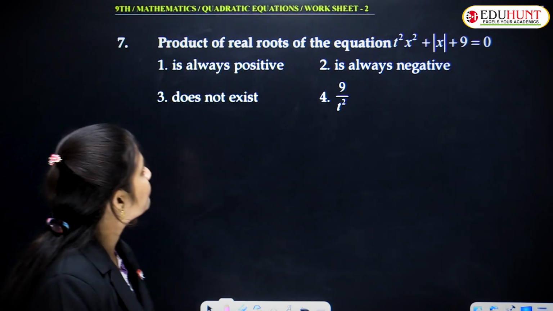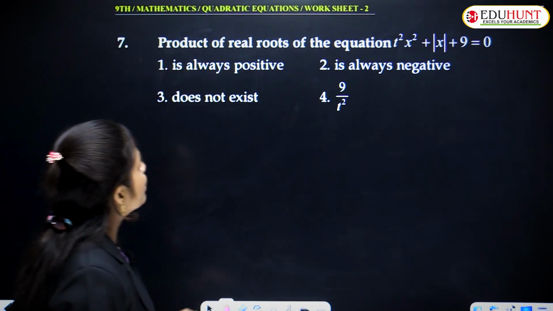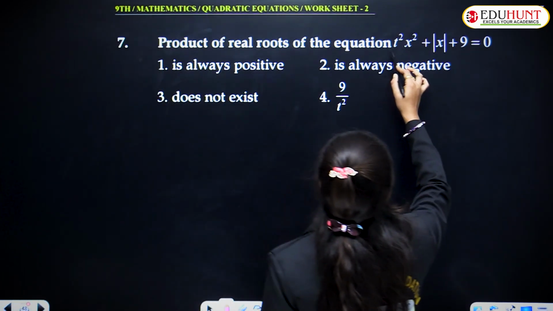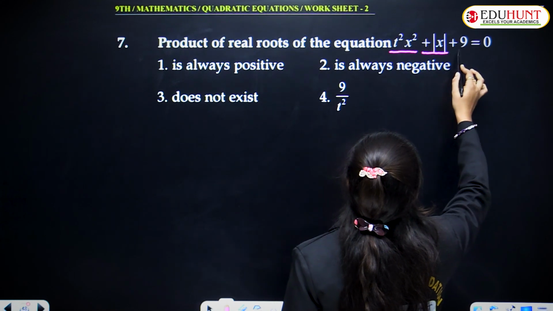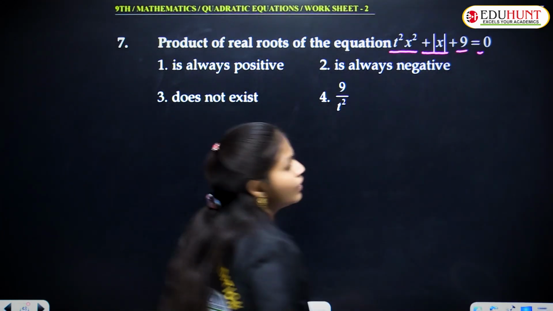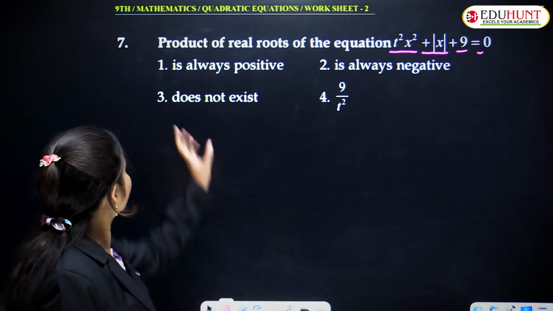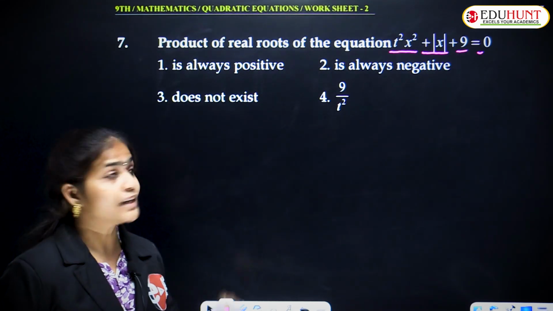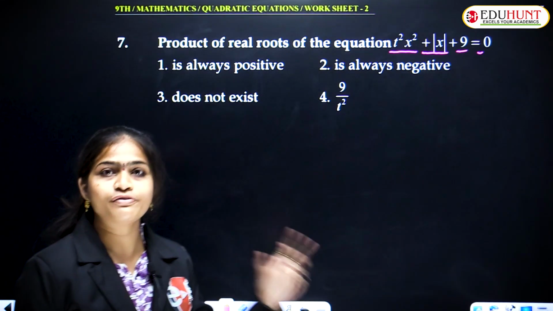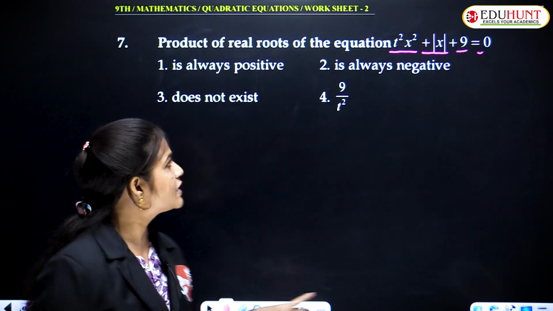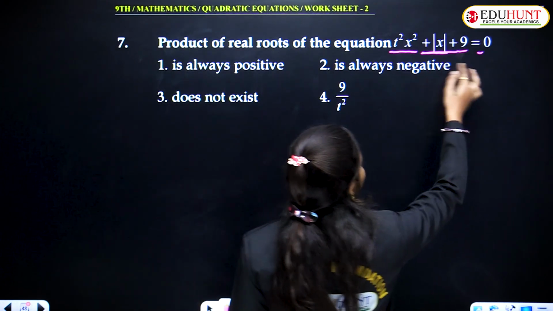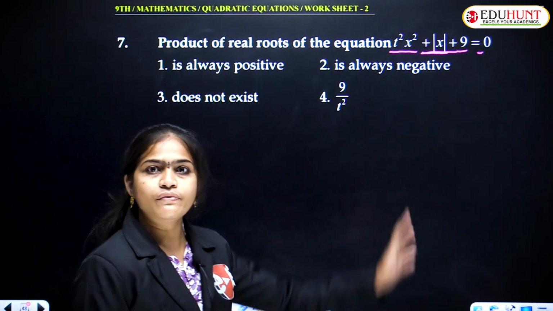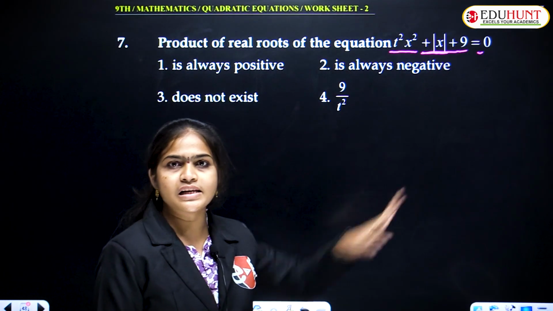So children, see here: the product of real roots of the equation x square plus modulus x plus 9 is 0. They are asking for the product of the real roots. Actually, first we have to see whether real roots exist or not. Why? Because here we have modulus of x, so we can write x square also as modulus of x square.